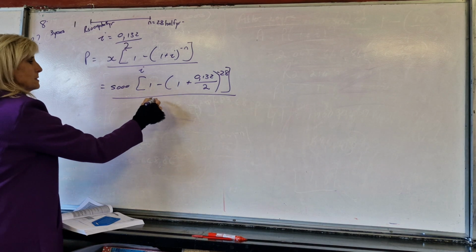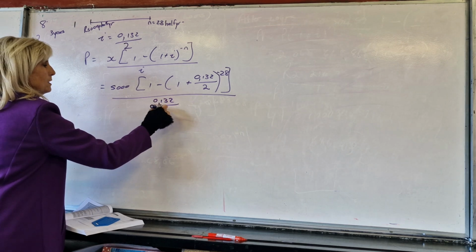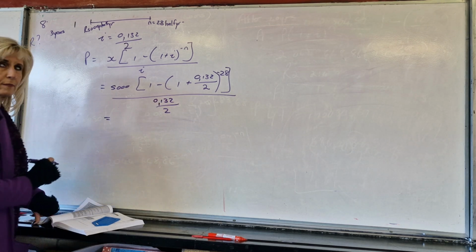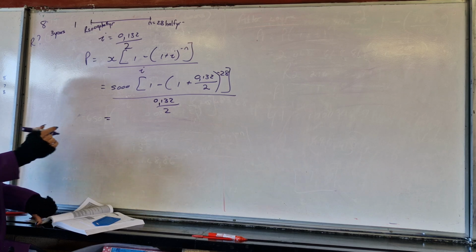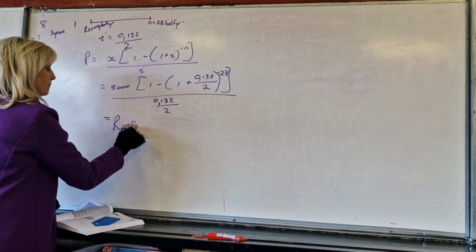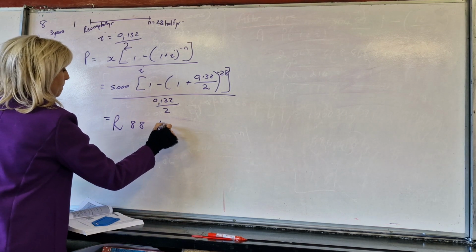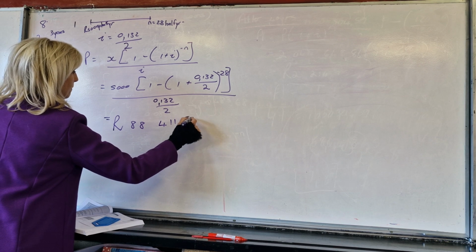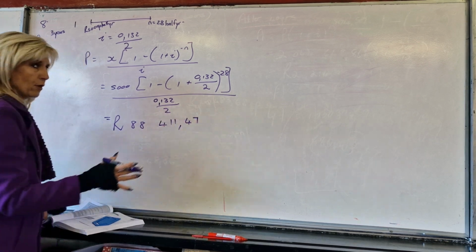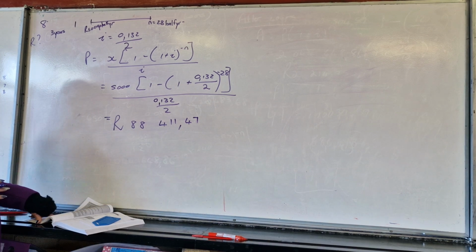Bottom line, 0.132 over 2, and I can work out the answer. But then I might think I'm finished, and then you didn't get all the marks. What's the answer, please? 88,411,473. Okay, I'm going to round it off, and it's fine to round it off here now.